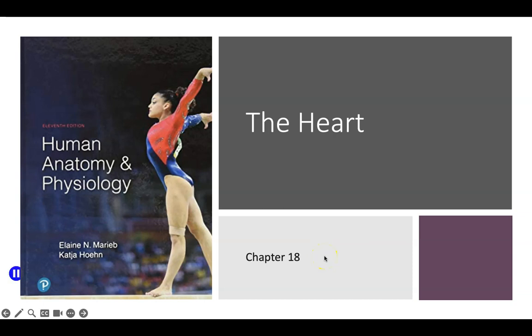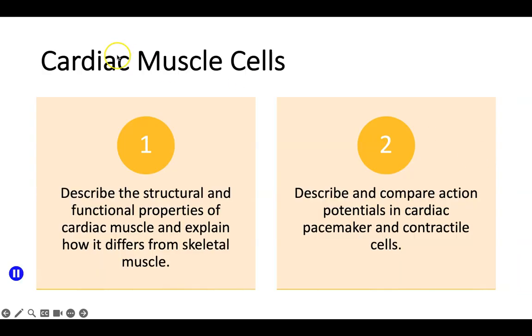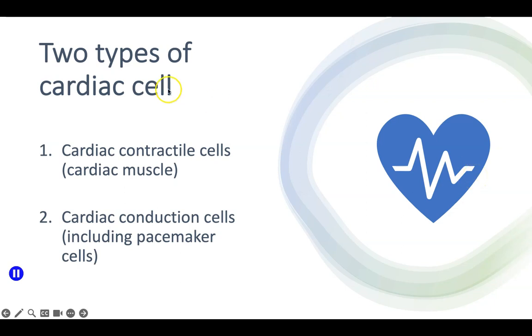In this video, I'll review concepts from Chapter 18 of Human Anatomy and Physiology, 11th edition. This chapter focuses on the heart. In particular, we'll be looking at the two major categories of cardiac cells. So first, we'll have cardiac contractile cells. These are also called cardiac muscle cells. And then second, we have cardiac conduction cells, and this includes the pacemaker cells of the heart.